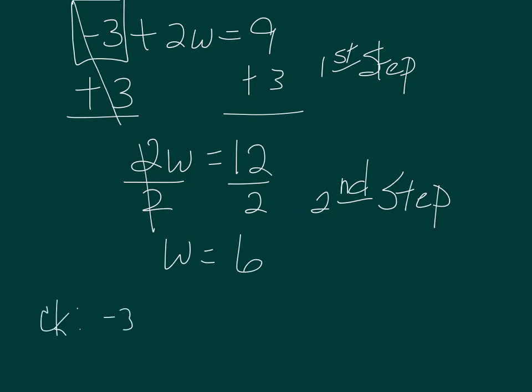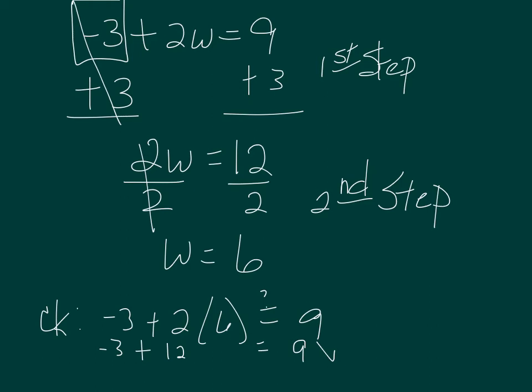Negative 3 plus 2 times 6, does it equal 9? Well, what's 2 times 6? 12, right. So we have a negative 3 plus 12. Well, what's a negative 3 and a positive 12? That's right, it's a positive 9. Check, we did our work correctly here.